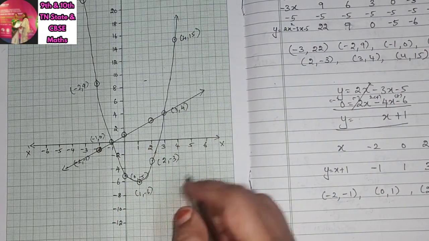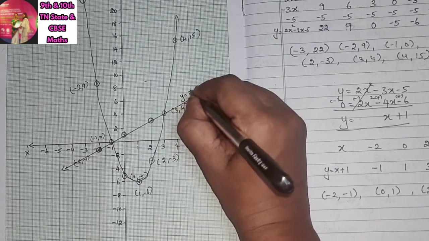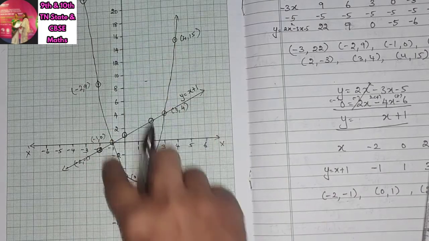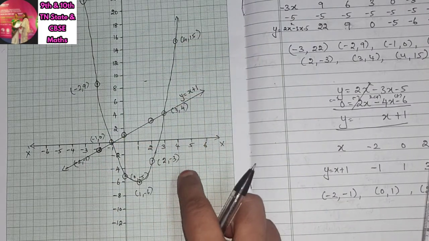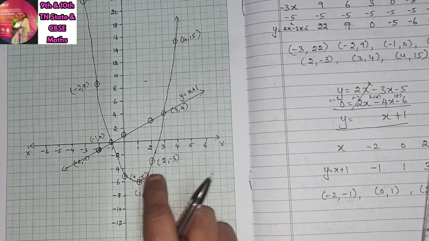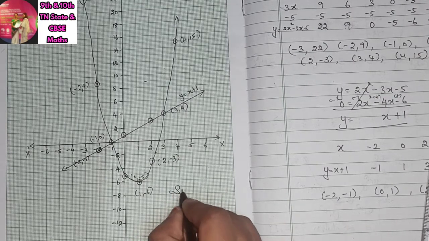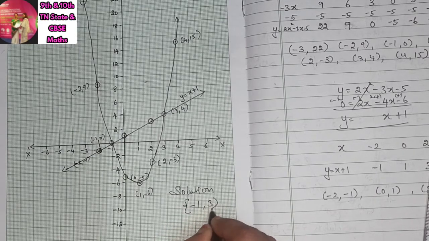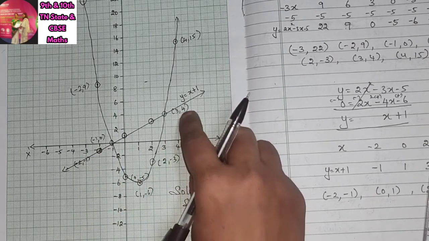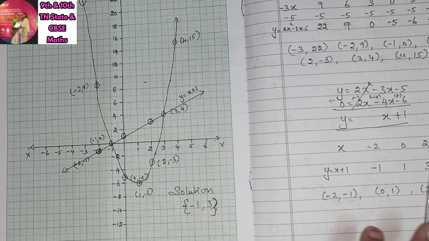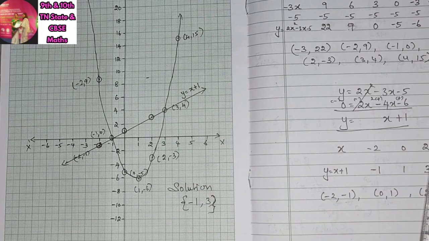So this line is y = x + 1. The points of intersection of the parabola and the straight line give the roots of the equation. So the x-coordinates of the points of intersection form the solution. So the solution is x = -1 and 3. That is the solution. Okay, so this is how it has to be solved. Okay, thank you.